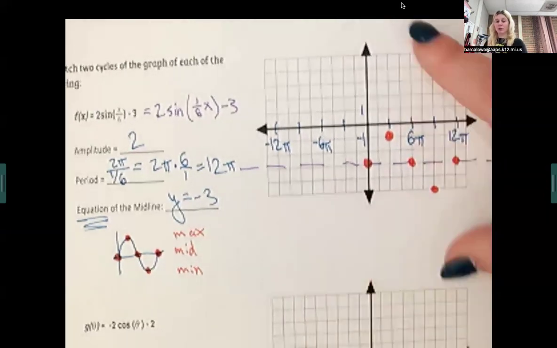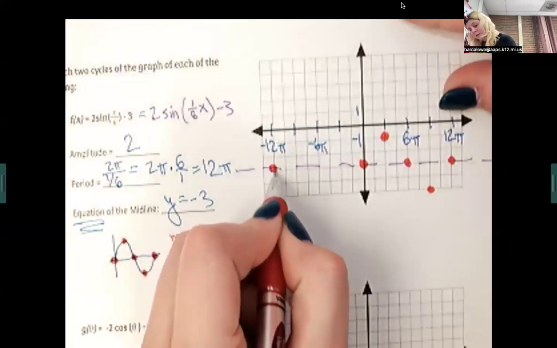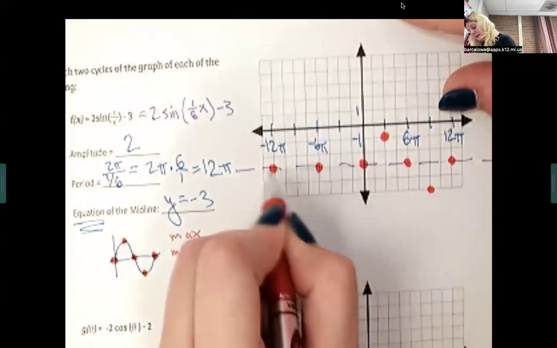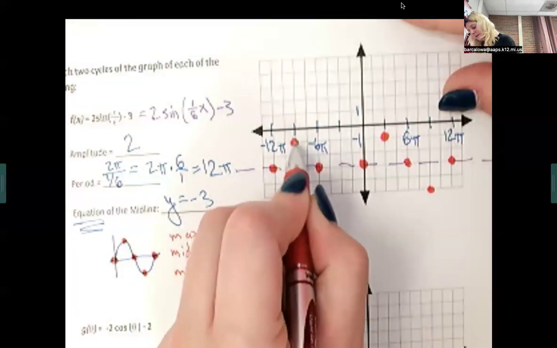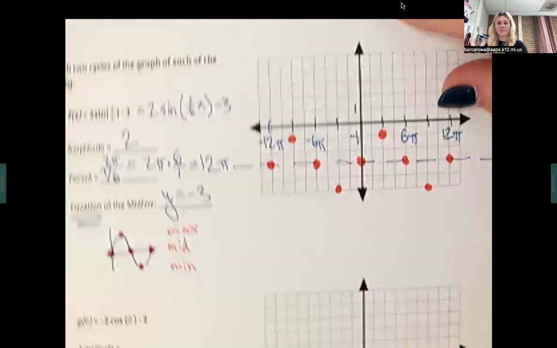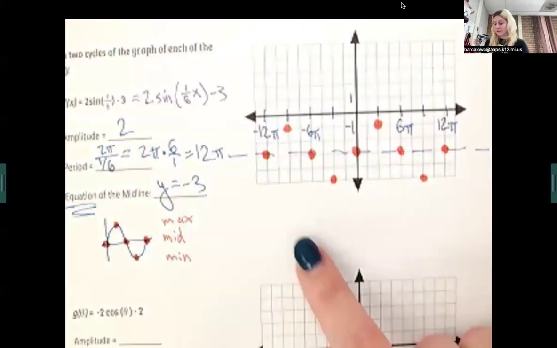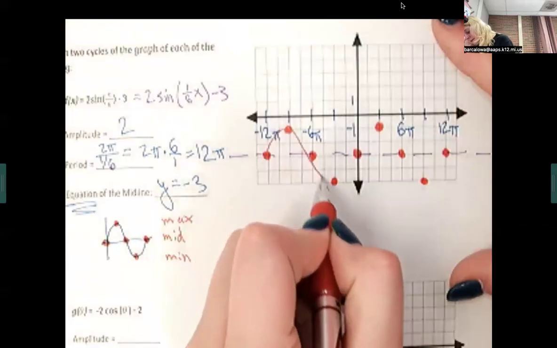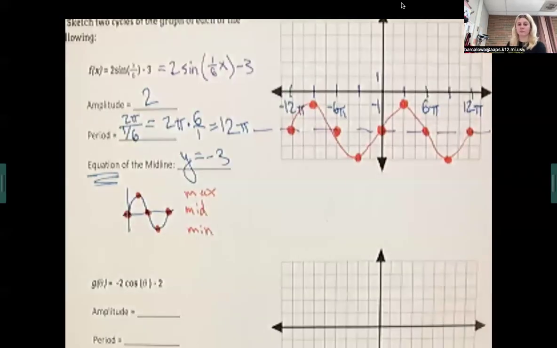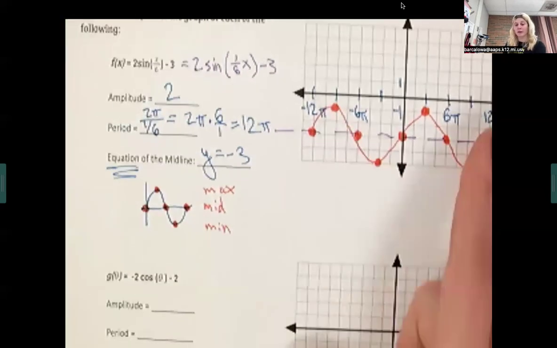To graph this one, you're going to copy and paste. Okay, so I'm doing the same shape, but now this is the start and this is the end. Okay, halfway between I was on the midline, halfway between those two I was at the max, halfway between these two I'm at the minimum. Okay, be sure you're not reflecting. You see how this is the same shape twice? Copy and paste it. You could even do this left one first and then do that one after.